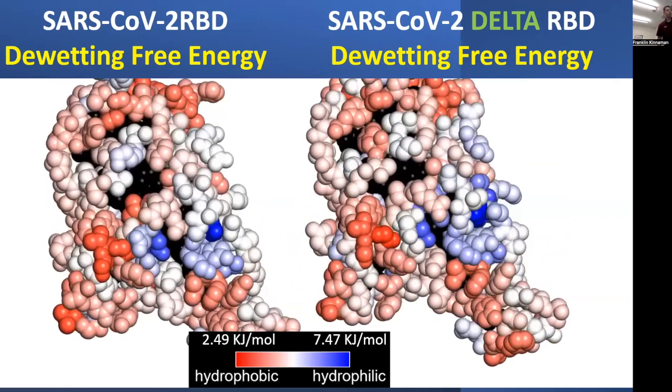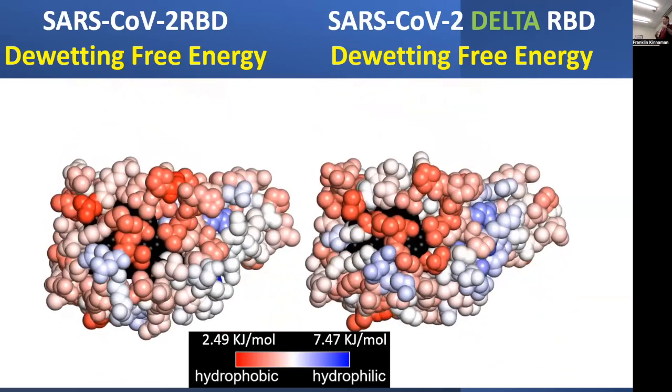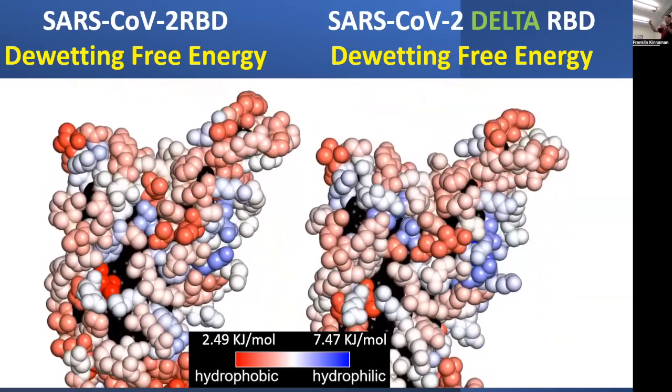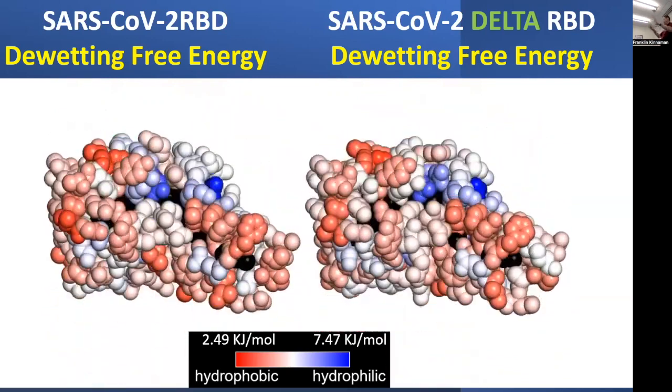And so you can see them in 3D, you can rotate them in any direction, you can dig in and dig out and zoom in and zoom out. And so what we're seeing here is the red color indicates hydrophobicity, the blue color is hydrophilicity.